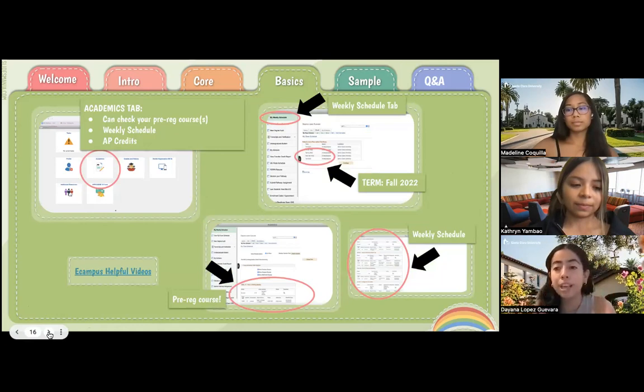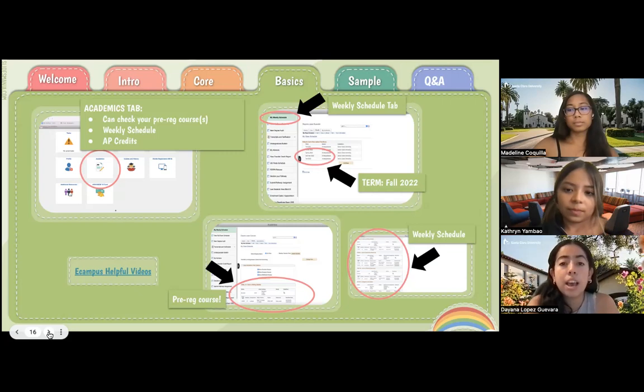All right. So now moving on to the academics tab, in which you will be able to check your pre-registered course, your weekly schedule once you have already enrolled for all of your classes, and also the AP credits to see which AP scores have transferred and have satisfied some of the SCU requirements in terms of classes. So if we go to the top right image, you will see a little drop down menu. If you click at the little top tab, which says my weekly schedule, you will get this little chart, which will give you different terms.